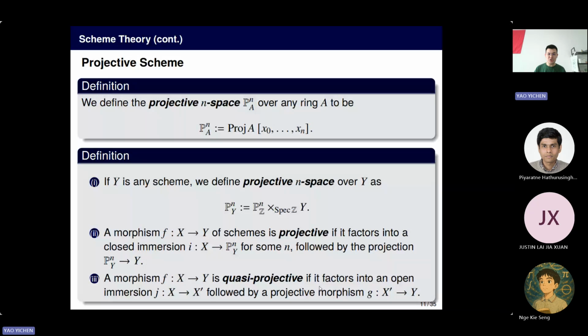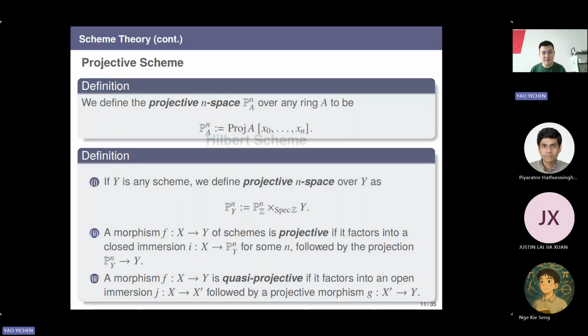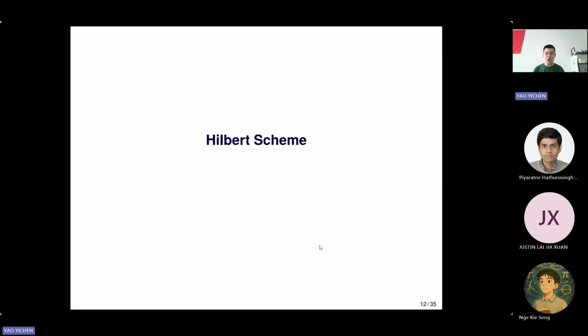Actually, we define the projective and the quasi-projective scheme here because later, when we define the Hilbert scheme, we start from a projective or quasi-projective scheme. And so let's come into our second part, which is the Hilbert scheme.